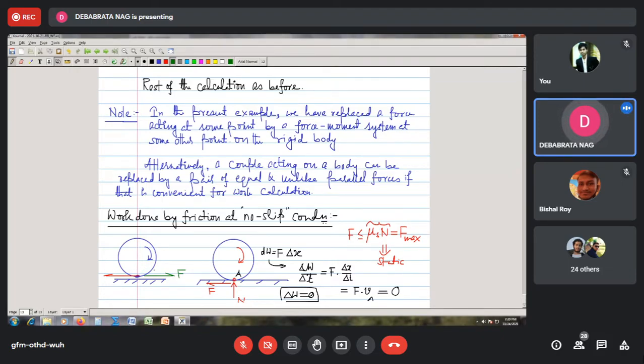So therefore, you need to keep in mind, if your object undergoes rolling without slipping condition, then the friction force at the point of contact, work done by it will be simply 0. Second, if the roller or the wheel is rolling with slipping, definitely there will be a work done by the friction force, and the friction force work done will be dissipative in nature. So this is the thing that I want to mention regarding the work done by the friction force.